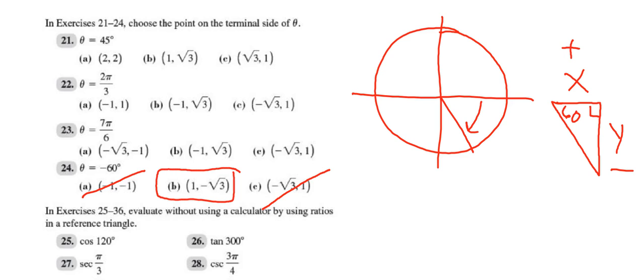Now, if they had a better fake answer, you might actually have to think about the fact that you got the short leg on top and you got the long leg over here. So that's the negative radical 3. But to get to that point down there, it would be 1 to the right and negative radical 3 down. But they made it so easy because they didn't have a good fake answer in there. Any others?